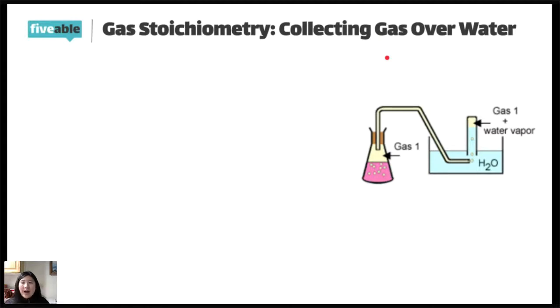So let's say we have 3 atmospheric pressure of the gases that we have collected. This 3 atmospheric pressure of gases is not equal to 3 atmospheric pressures of gas 1, because it is not pure. There is a bit of water vapor inside of that sample. So we also have to take into account the pressure of the water vapor.